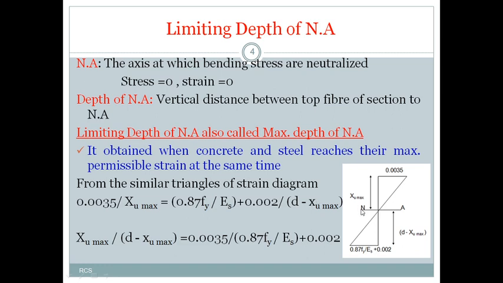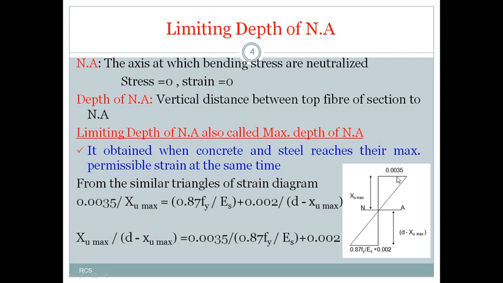A neutral axis is an axis where bending stresses are neutralized. That means the bending stress and strain at that particular neutral axis will become zero. And what do you mean by depth of neutral axis? It's the vertical distance between the top fiber of the section and the neutral axis.